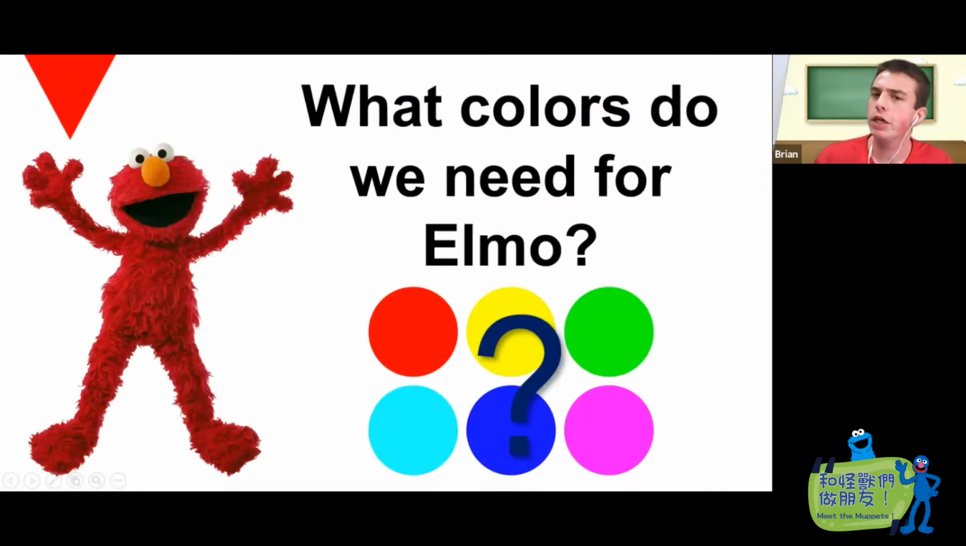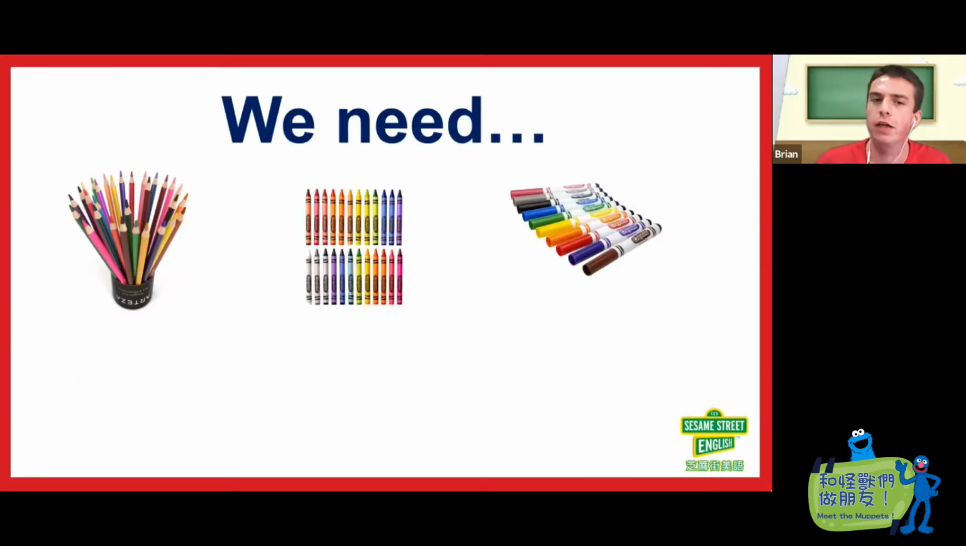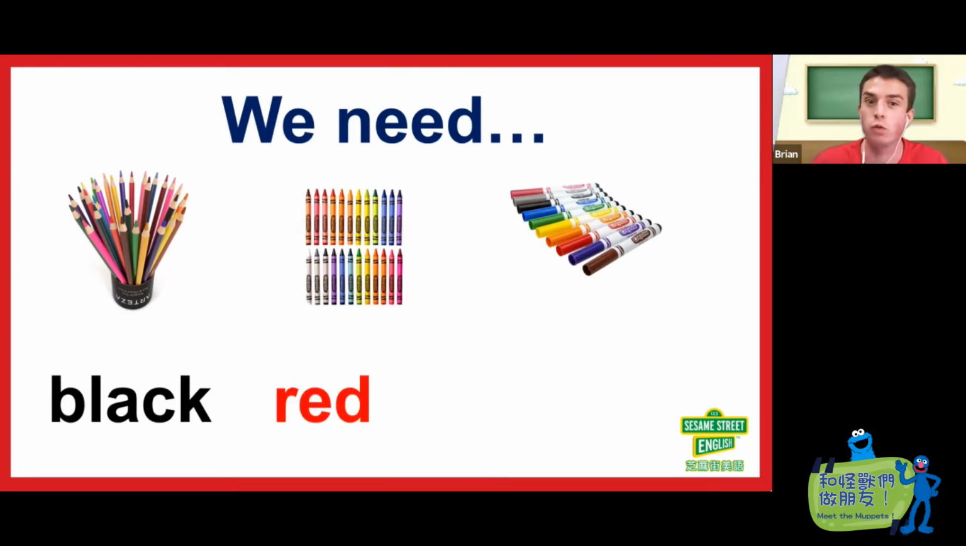But what colors do we need for Elmo? We need black for the outline and the eyes and mouth. We need red for his fur, and orange. I know in the video we saw him use yellow, but we can use orange if we have that.